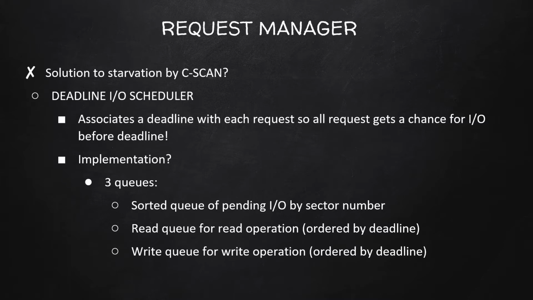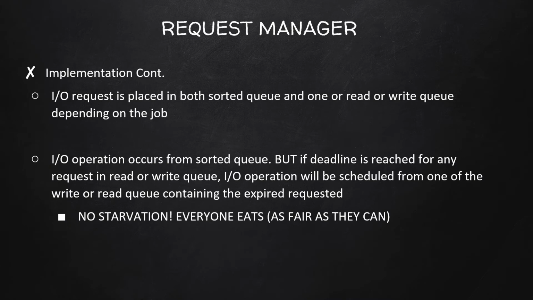It uses three queues: a sorted queue for pending I/O by sector number, a read queue for read operations ordered by the deadline, and a write queue for write operations ordered by the deadline. So in the deadline scheduler, an I/O request is placed in the sorted queue and in one read or write queue, depending on the type of job it is. Each request will be placed in the sorted queue, and depending on whether it is a read or a write, will be placed on the appropriate queue.